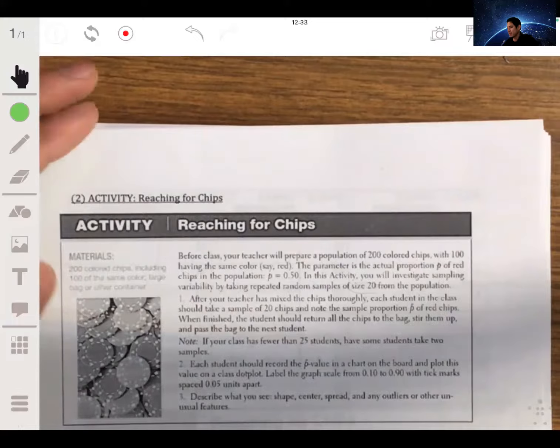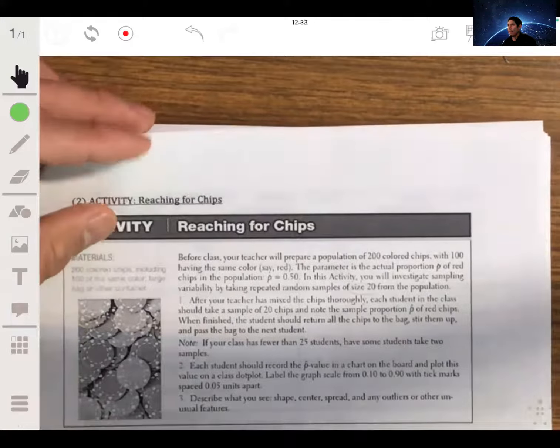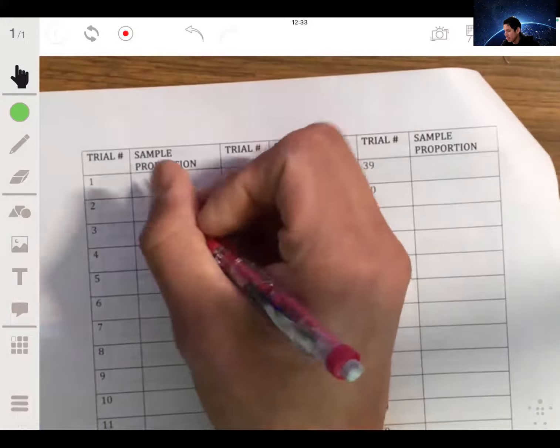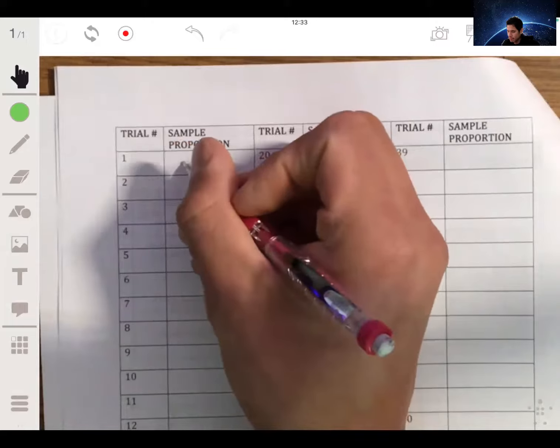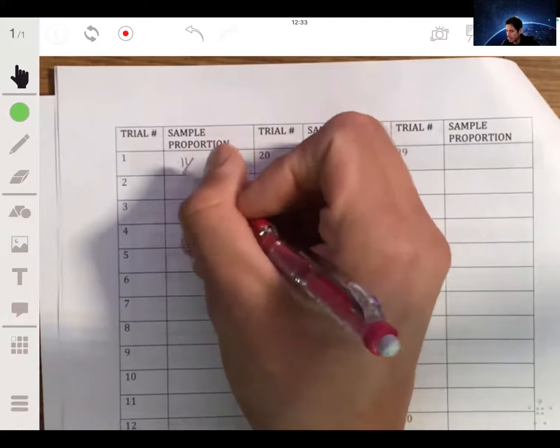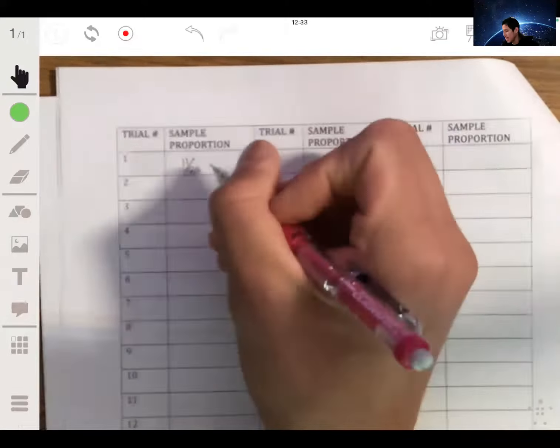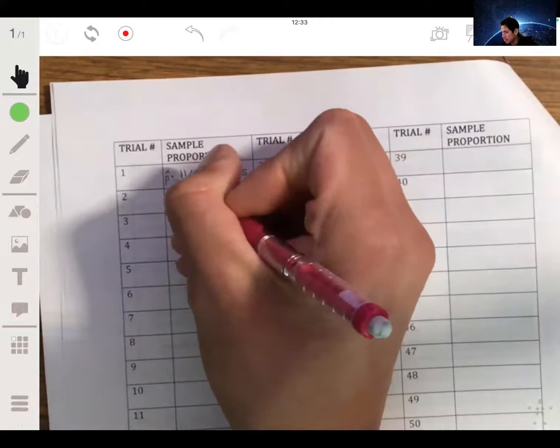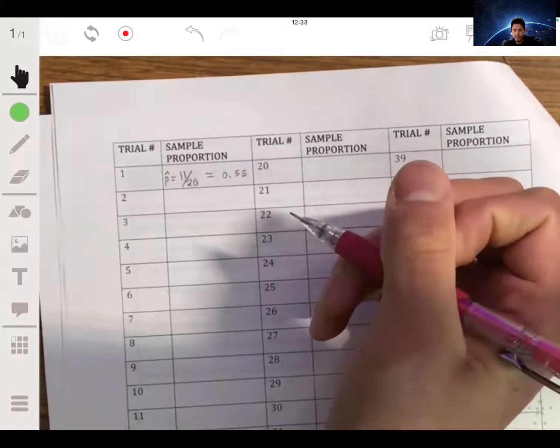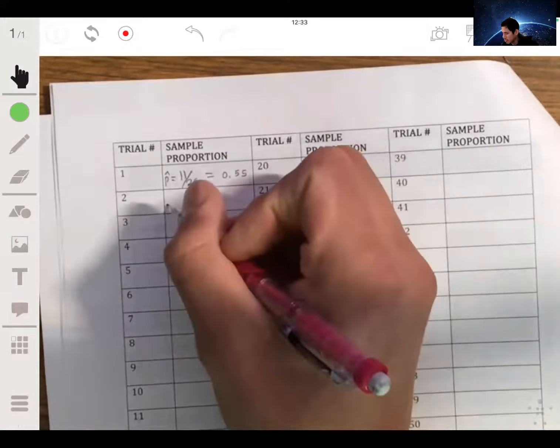Let's turn to the next page so I can show you exactly what happens. What I would do is have them record. We all record our data. So let's say the first group maybe gets 11 out of 20. And so then their p hat is 0.55. And let's say the next group goes, and they get 12 out of 20. And then they get a p hat of 0.6.